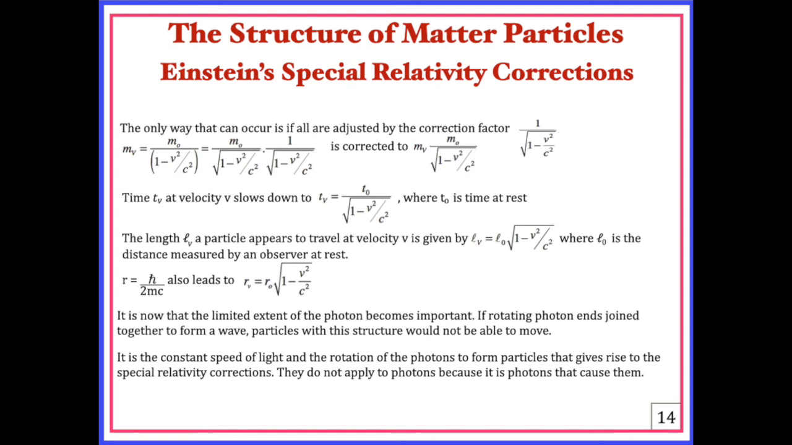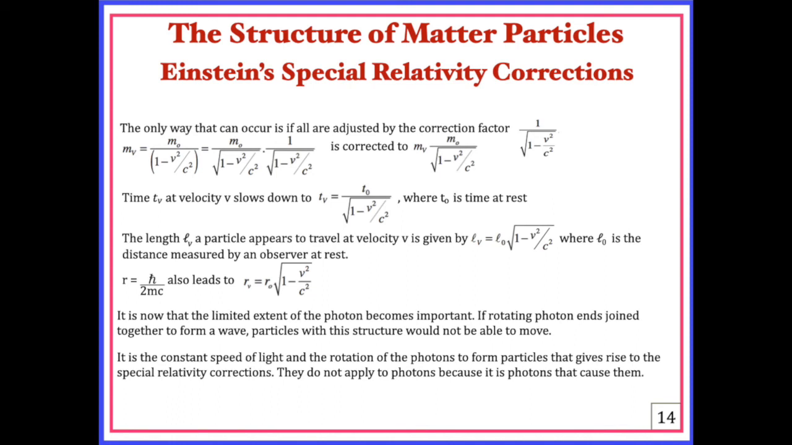The only way that can occur physically and keep the mass increase equal to the energy input increase is if all are adjusted by the correction factor, the square root of 1 minus v squared over c squared. That's the reason why mass, length, and time change with velocity. It is mathematically and physically due to the constant speed of light being the hypotenuse of a right-angled triangle. Pythagoras' theorem remains the same whether it's on a plain piece of paper or wrapped around a cylinder. That is what gives the relativistic corrections. Mass, which was m over 1 minus v squared over c squared, becomes m over the square root of 1 minus v squared over c squared.